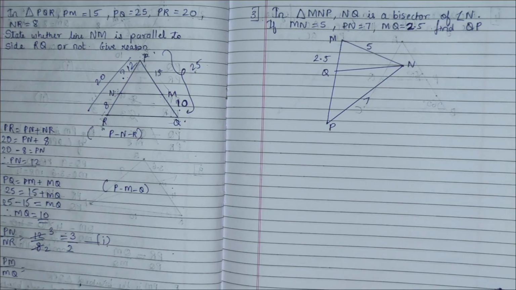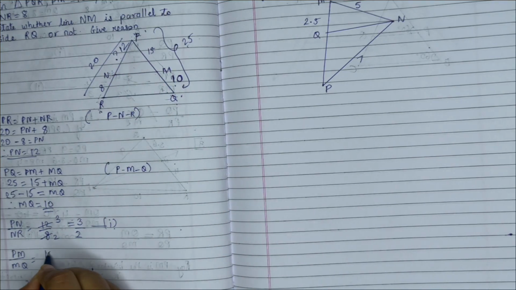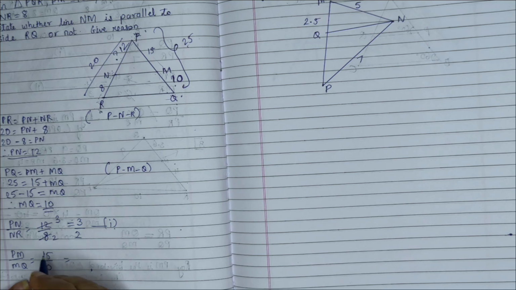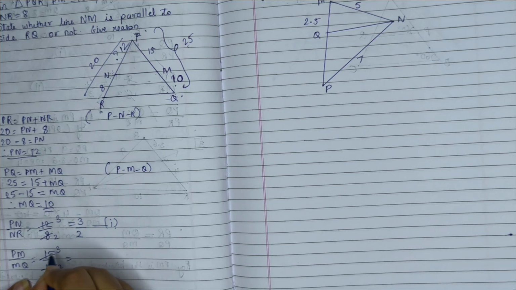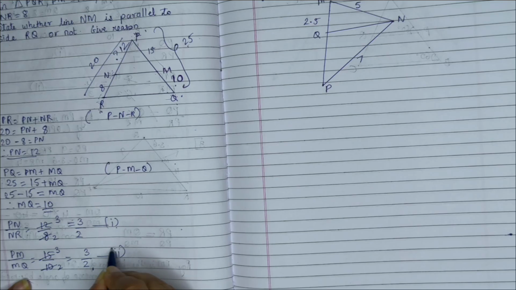PM upon MQ. Now see, PM upon MQ. PM is 15 upon 10. 15 upon 10 we can reduce in the 5 times table. 5 2s are 10 and 5 3s are 15. Here also we get 3 upon 2. This is your second one.